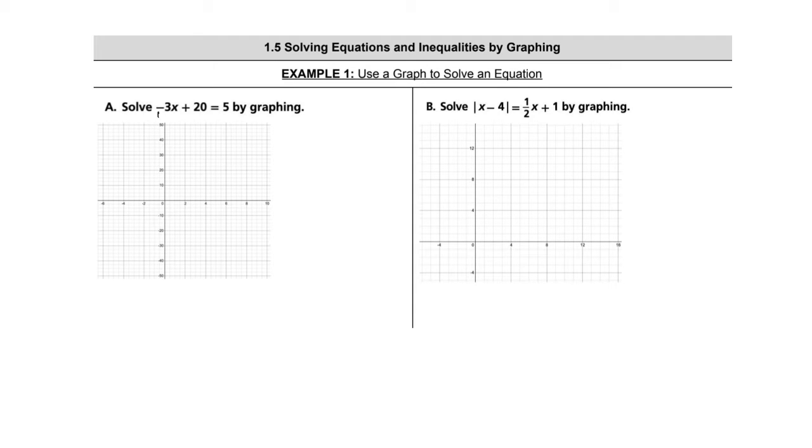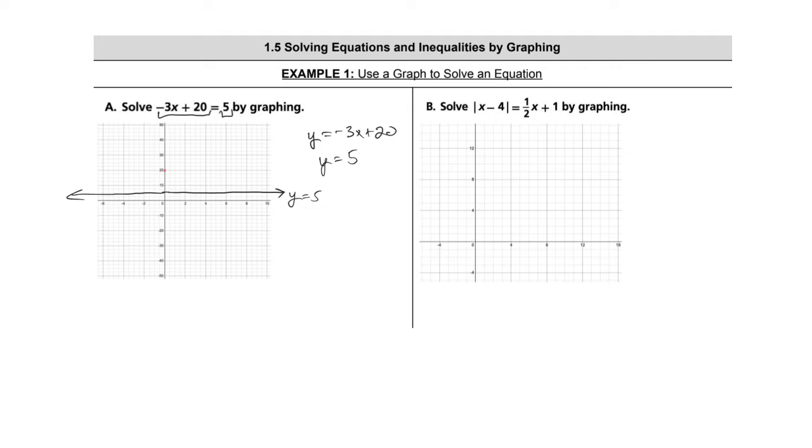Okay, so we have a graph here and a graph here. So we can write y equals negative 3x plus 20 and y equals 5. The easiest one to graph is y equals 5. It's a horizontal line at 5. So this is y equals 5. And then the next one, we have negative 3x plus 20. So we have plus 20.